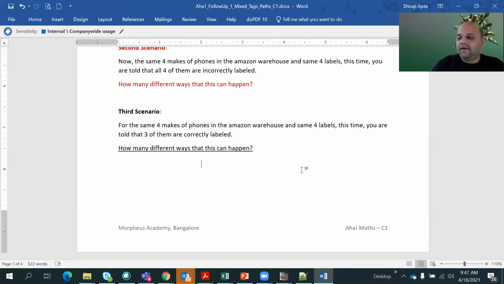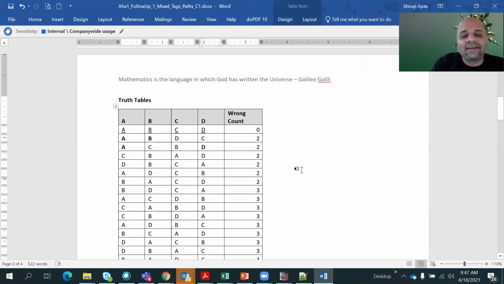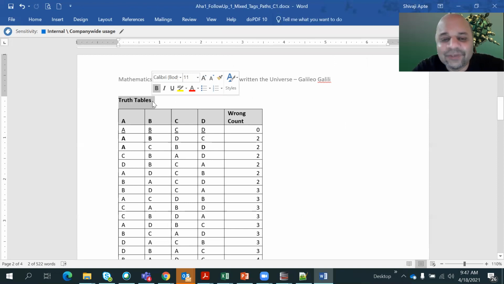Fine. All right. Now we are going to explore what you learned. This is called a truth table. This is taught in engineering also, so you are getting a good sense of it early on. This is there in all computer logic. In all computer programming, this is the basis of it. Truth tables. I'm not going to go deep into it.